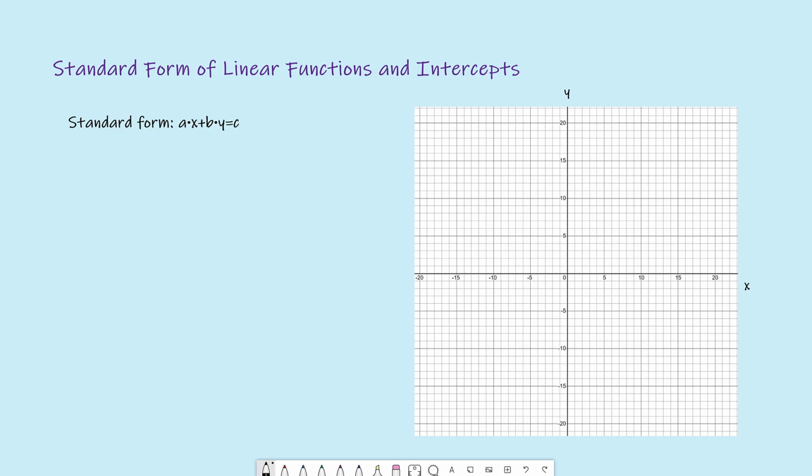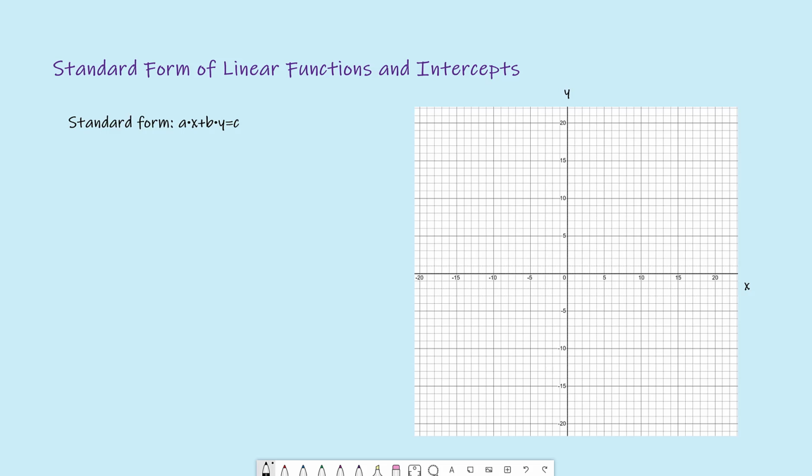Thanks for joining me for this video on the standard form of linear functions and how we find intercepts and use them to graph the function. So we'll take 3 steps here. First, we'll figure out what the standard form is. Then we'll discuss intercepts and explain what they are, and then we'll graph.